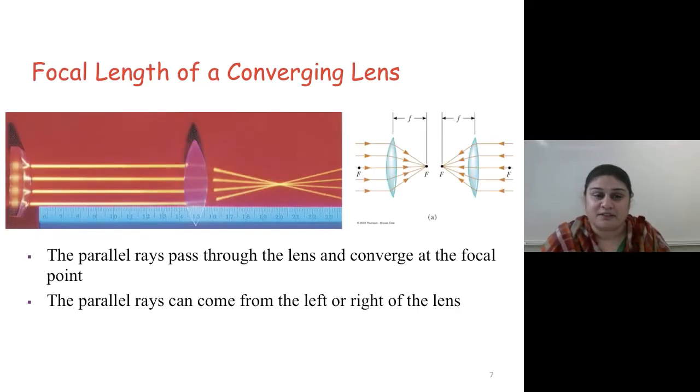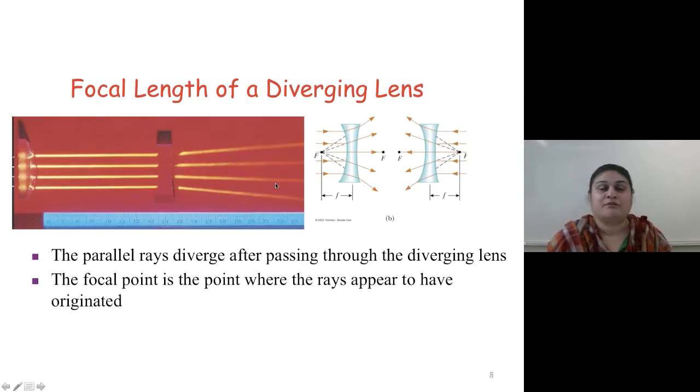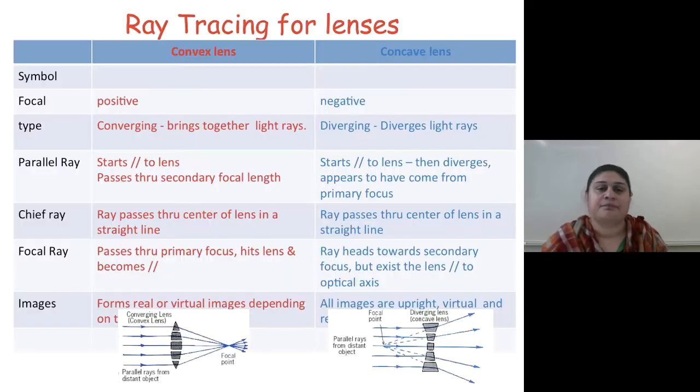Focal length of a converging lens. A converging lens converges incoming rays to a point. The point at which they converge is called the focal point. Focal length of a diverging lens: a diverging lens will take the rays away from the lens, and so it will have a virtual focal point. The focal point will be behind, on the same side as where the object is.